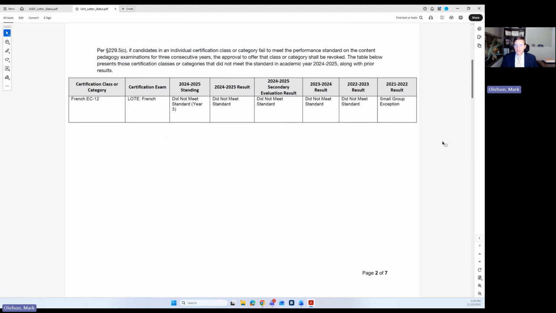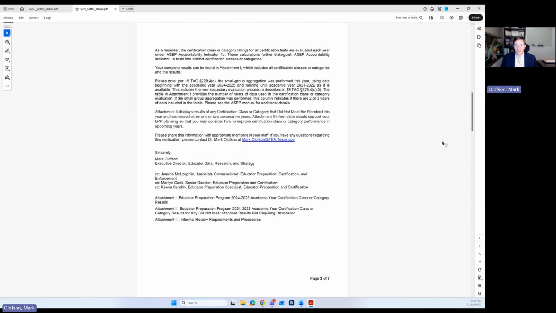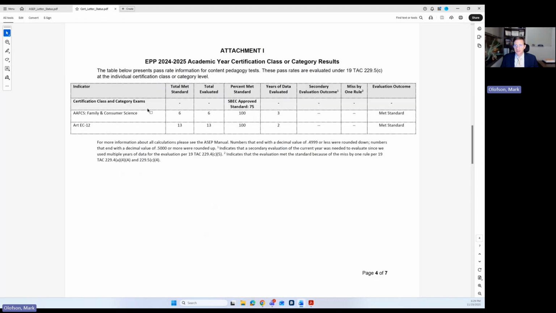Here, the EPP has failed to meet the standard for French EC12 for 3 years in a row. If there are no certification classes or categories subject to revocation, this table will read no data. This section of the letter concludes with notes about the data that were used. Attachment 1 of this letter provides the pass rate results for all of the certification classes or categories. This data table is similar to the former letter in that it provides the count of candidates that met the standard, the count evaluated, and the percentage result.